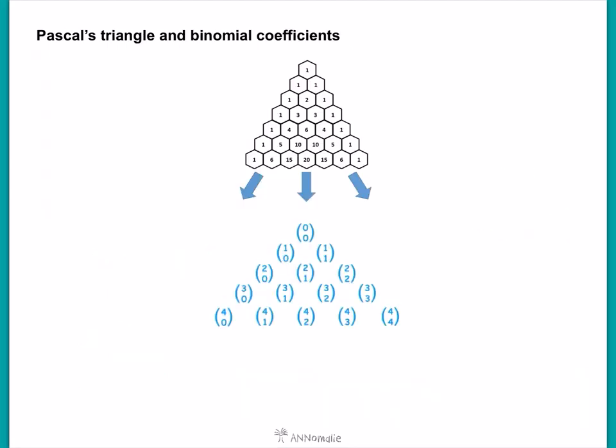Now, this is a whole topic on its own, but I'm just going to show you how we can link the choose function to binomial coefficients. Now, what do binomial coefficients mean? A binomial is a two-term expression. If I write down x plus y to the power of 0, that will simply be 1. When I write down x plus y to the power of 1, that's simply x plus y.